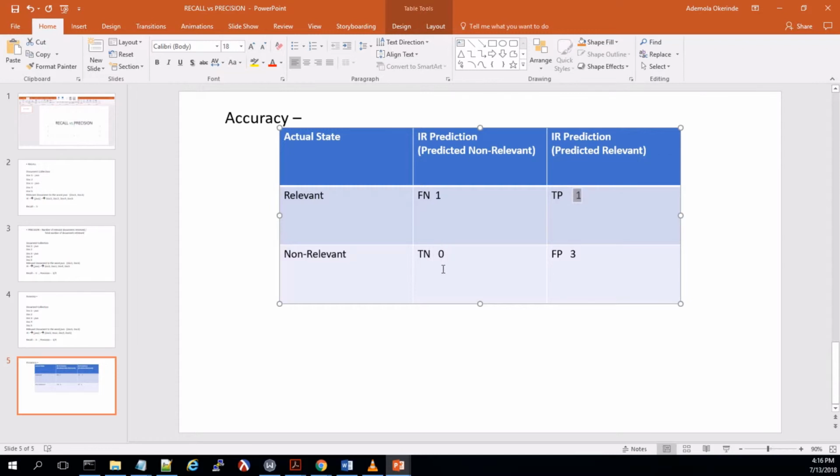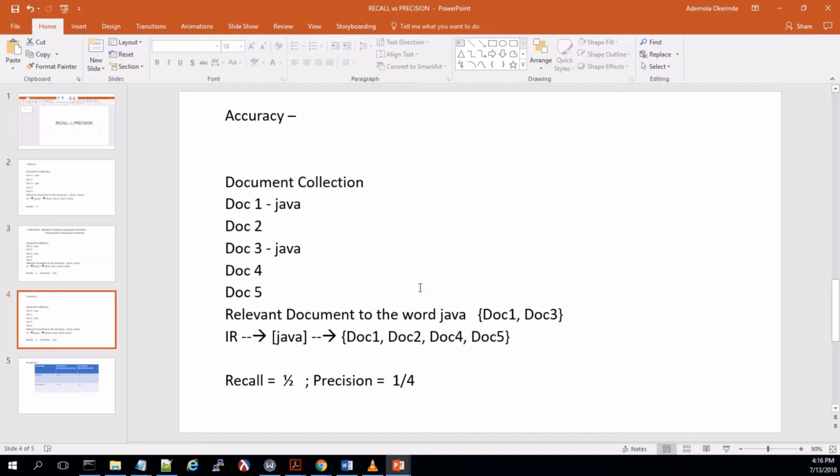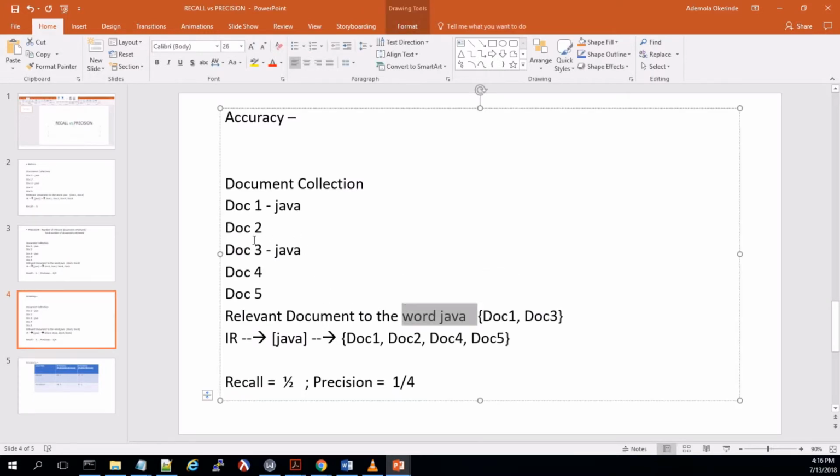Now true negatives are the ones that are not relevant, and actually they were not returned. So we check here that the documents that are not relevant to the word Java are document 2, document 4, document 5. Alright, so we check here, is document 2 not returned in the IR system? Oh, it is returned, so we cannot count it.